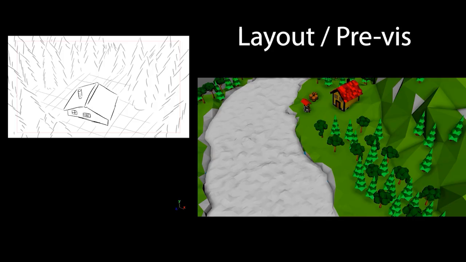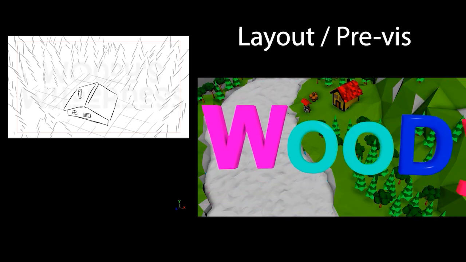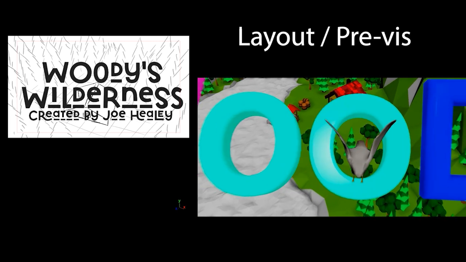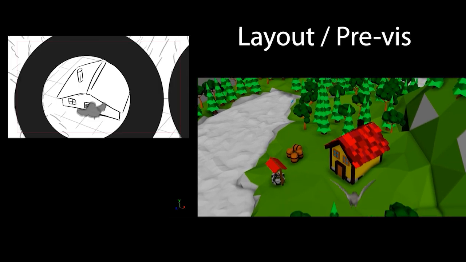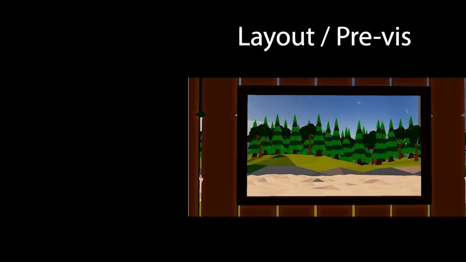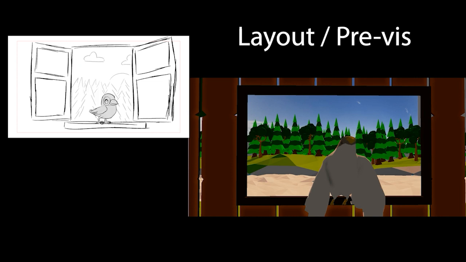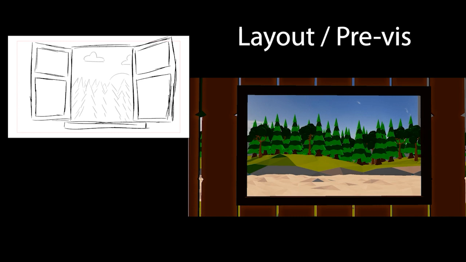And then my final stage was the previs layout work. I went into Maya and I got my storyboards and I just made what was in the storyboards. I did change the title from Woody's Wilderness to Woody, just to save time, because I couldn't fit all the word wilderness in. It was looking awkward, so I just put the word Woody. I thought it was fine, it's just a test.